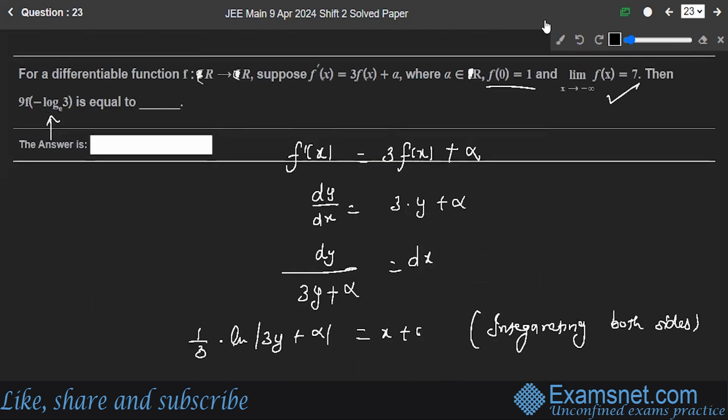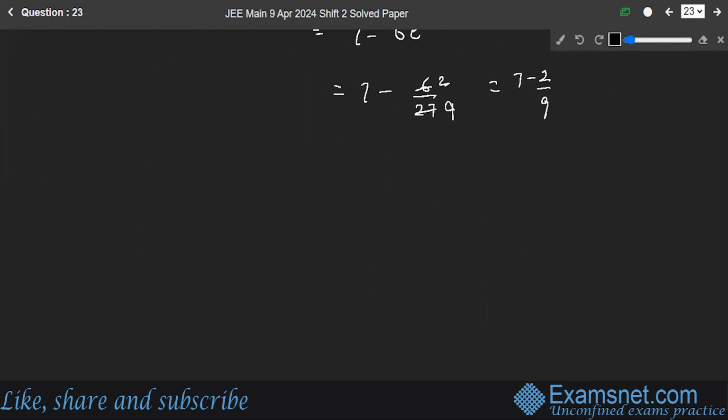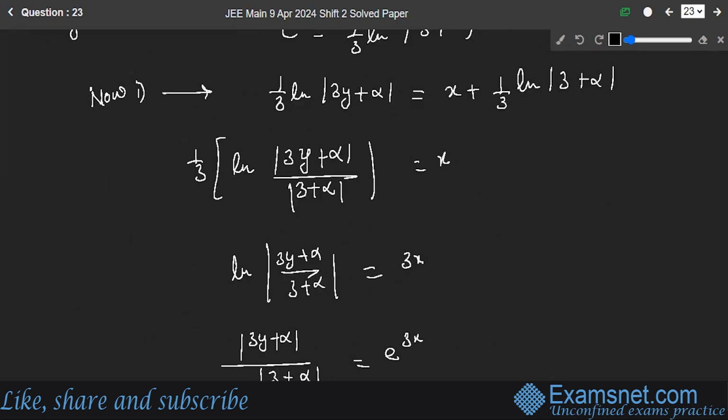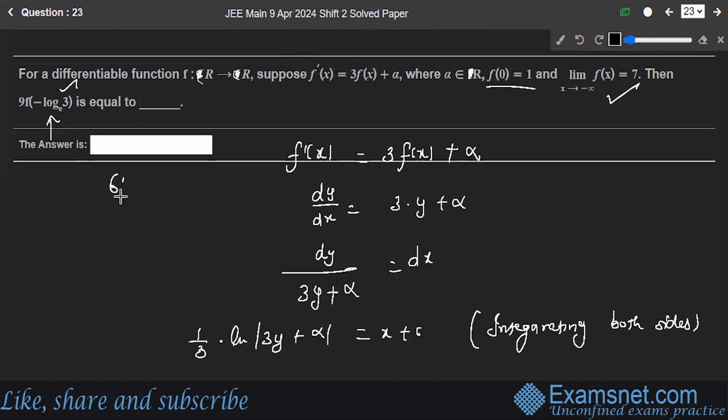What you had to find out was 9 into f of this function. So 9 of f of minus log 3 is equal to 9 into 7 minus 2 by 9, which is 63 minus 2, 61. This is the answer to the question. Hope you got that. Let's move to the next question.